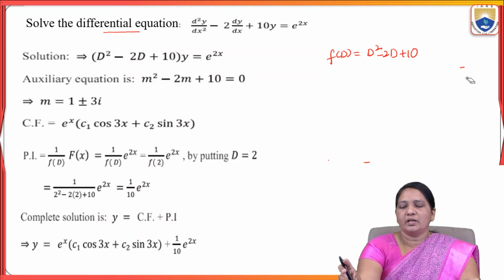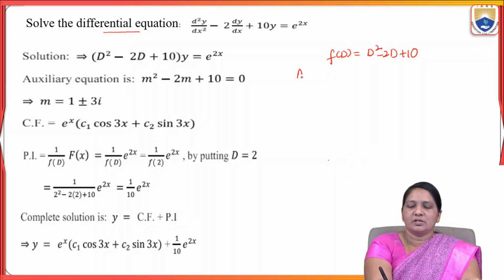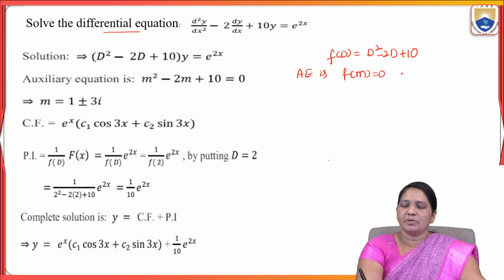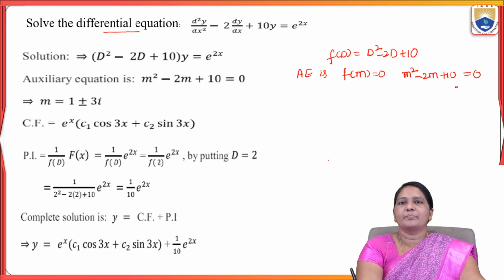Now we are writing the auxiliary equation. So now the auxiliary equation is f of m equal to 0. What is the f of m value here? In place of D, we can replace m here. So m square minus 2m plus 10 equal to 0. So from this I can write the factor.